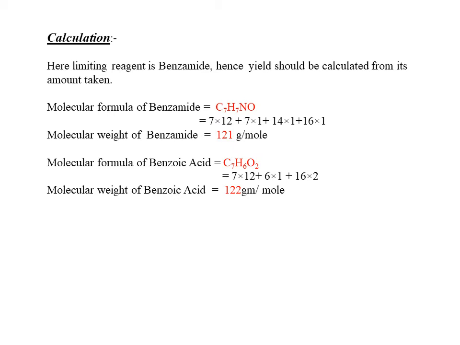The molecular formula of benzoic acid, that is our main product or end product, is C7H6O2. So there are 7 carbon atoms, 6 hydrogen atoms and 2 oxygen atoms in benzoic acid. Again, each one is multiplied by its atomic mass number. So the molecular weight of benzoic acid is 122 gram per mole.